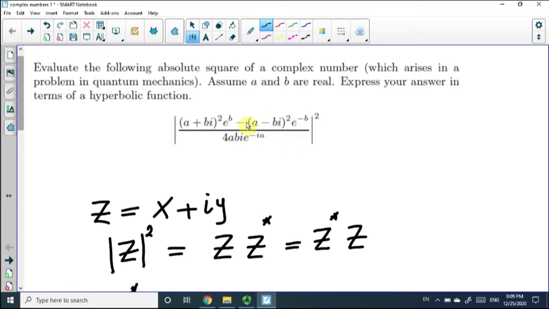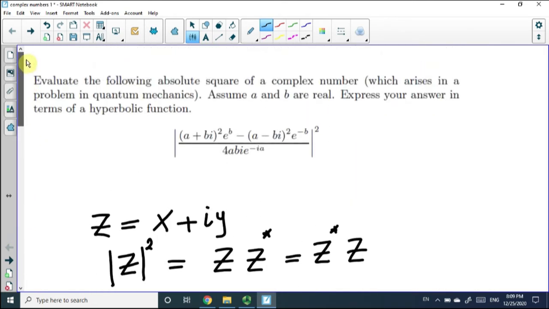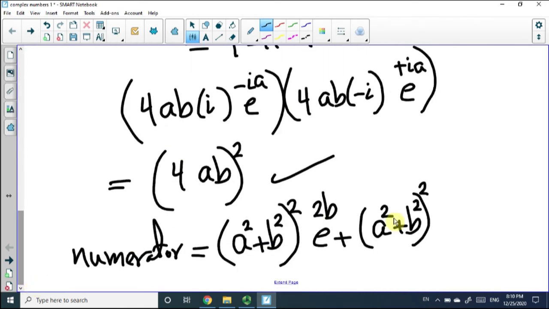So this is going to give me plus, again, the absolute value of the bracket. So I'm going to get plus, again, a squared plus b squared, which is squared, times the exponential, which is e to the minus b squared. So that will be e to the minus 2b. Now we did not finish, we still have the mixing.